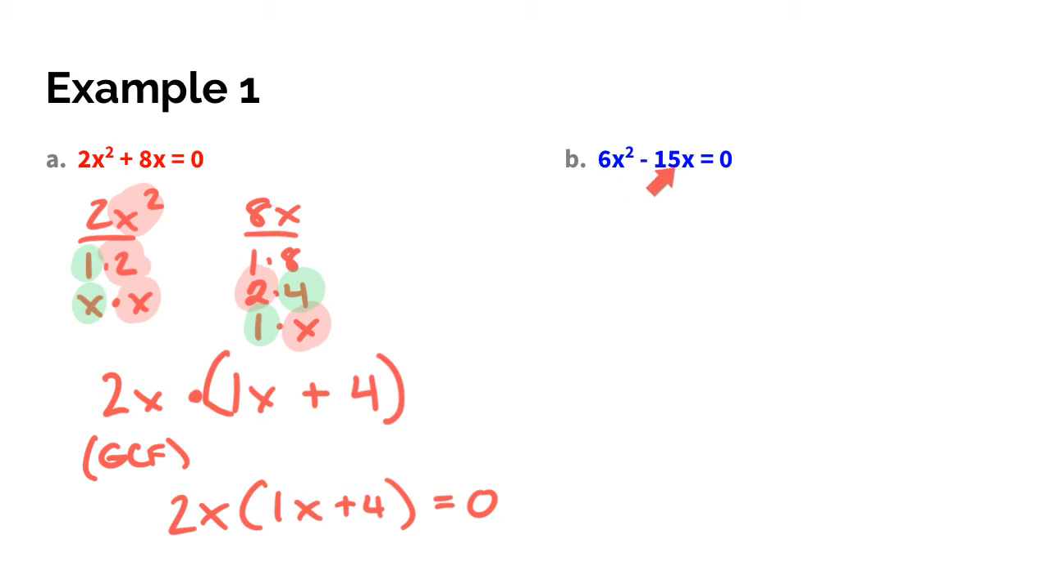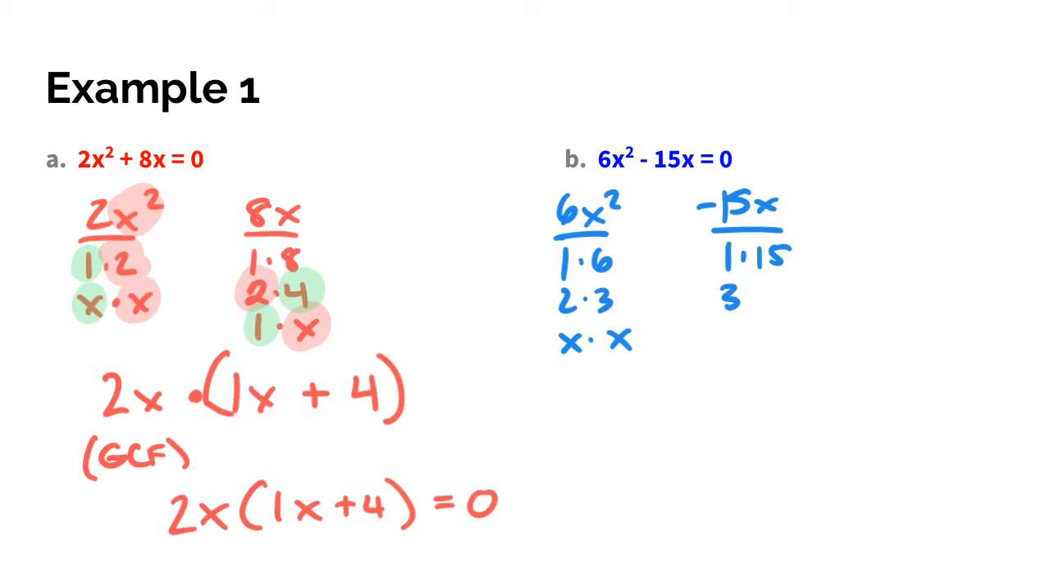Same thing here. I have 6x squared minus 15x. So I'm going to look at the 6x squared and the 15x and think of factors. For 6, I have 1 and 6 and 2 and 3. And the x squared again means it's x times x. For 15, I'd have 1 and 15, 3 and 5, and then it's 1 times x. Notice that I have the negative here, but I'm not going to worry about the negative right now. What do they have in common? Well, I see they have a 1 and a 3 in common, so I know that 3 is the greatest. In terms of x's, they both have an x in common. So the greatest common factor here would be 3x.